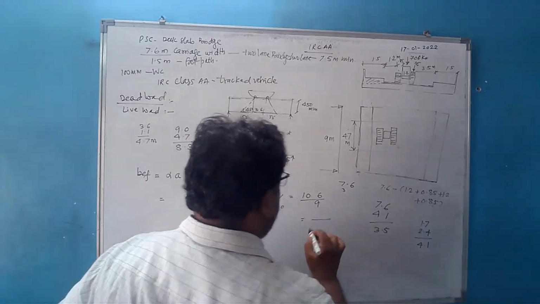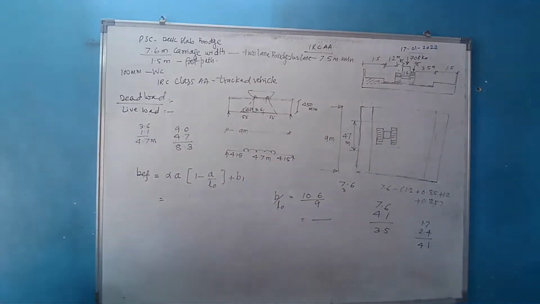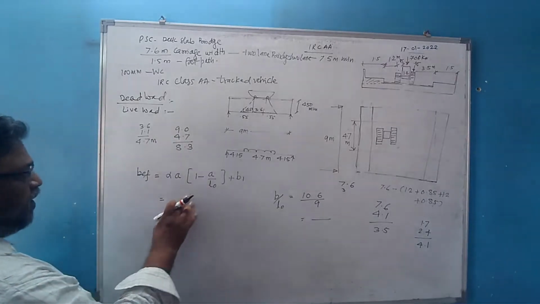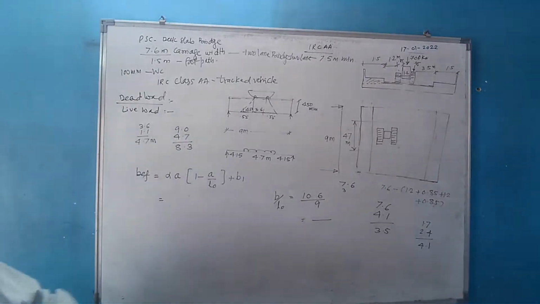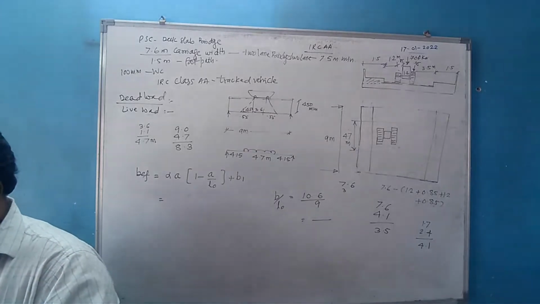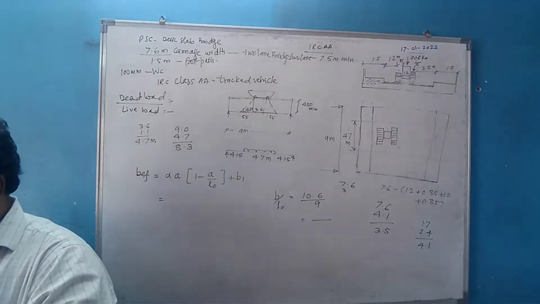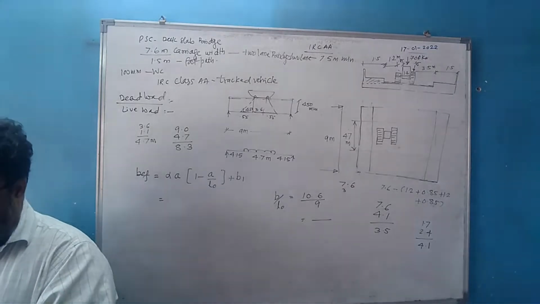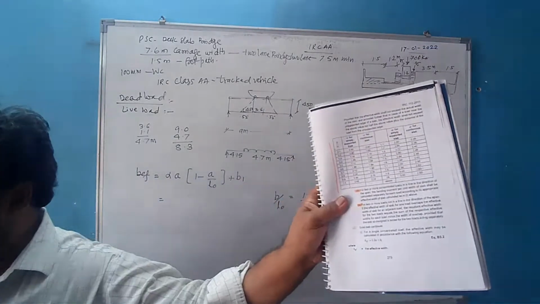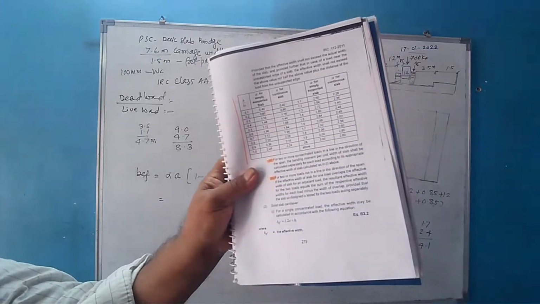So we had the value of B by L naught. On the basis of that, the value of alpha was determined, because it is a simply supported slab. So, referring to the table given in IRC 112, it is available on page number 279. This we had discussed.